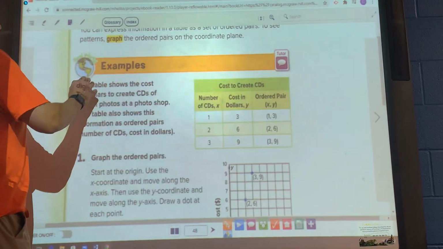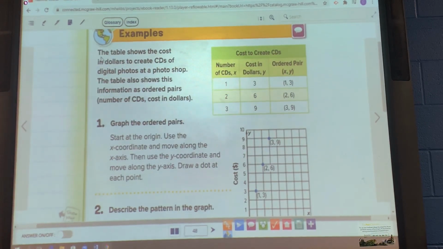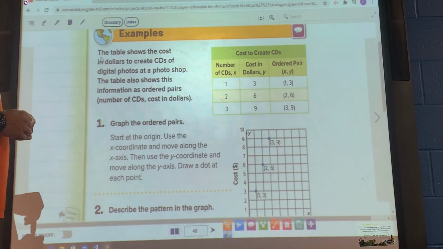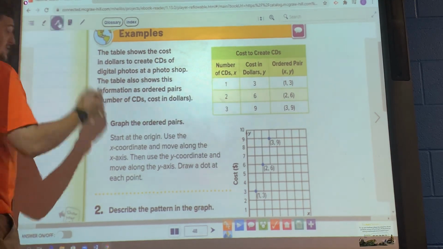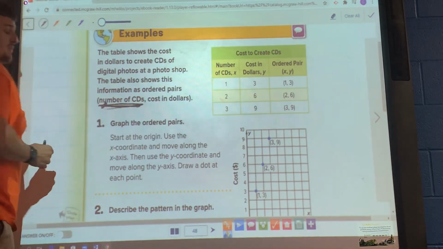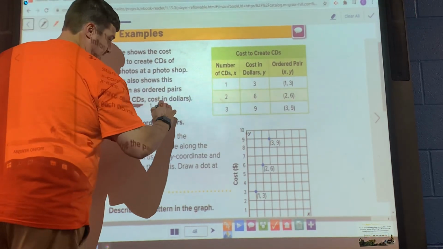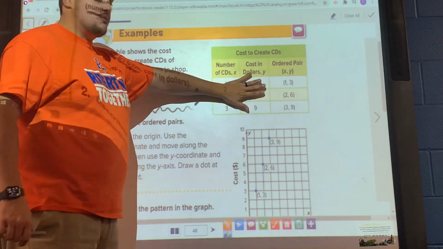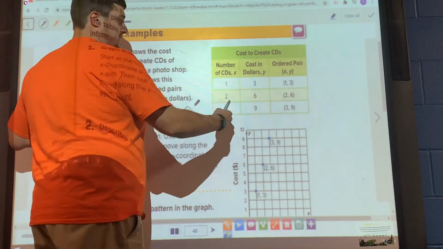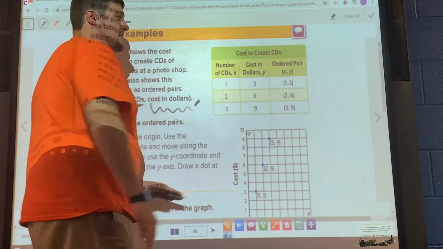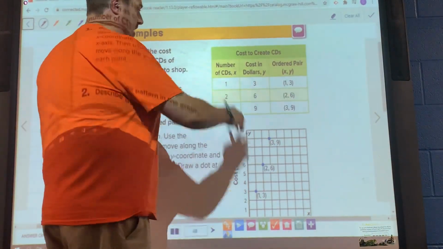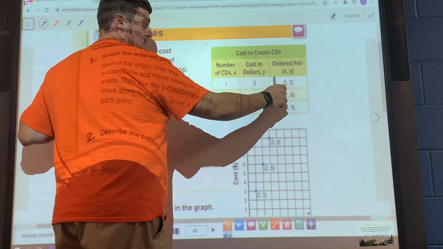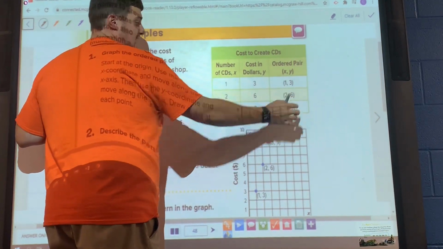All right, so example number 1. It says the table shows the cost in dollars to create CDs of digital photos at a photo shop. The table also shows this information as ordered pairs. So they already gave it to you. Our x is number of CDs. Our y is cost in dollars. So if you look, here's our table. We have our x, we have our y. We can turn this into an ordered pair just by writing our x and then our y right here: (1, 3), (2, 6), (3, 9).